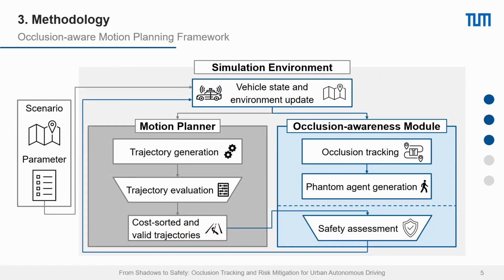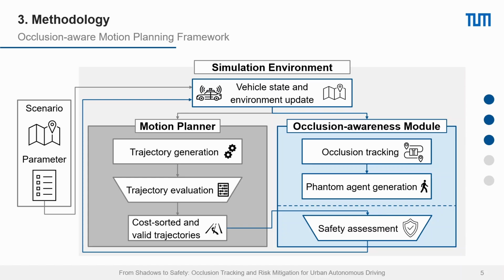Here's the full framework, but for now let's focus on the main interaction between the motion planner and the occlusion awareness module. Everything happens within a simulation environment, where we define the scenario and parameters. This sets the stage for the motion planner, which takes into account the vehicle's current state and creates possible trajectories. So the motion planner starts by generating a set of valid and cost-optimal trajectories based on the current scenario. These trajectories are not final yet. They still need to be checked for safety.